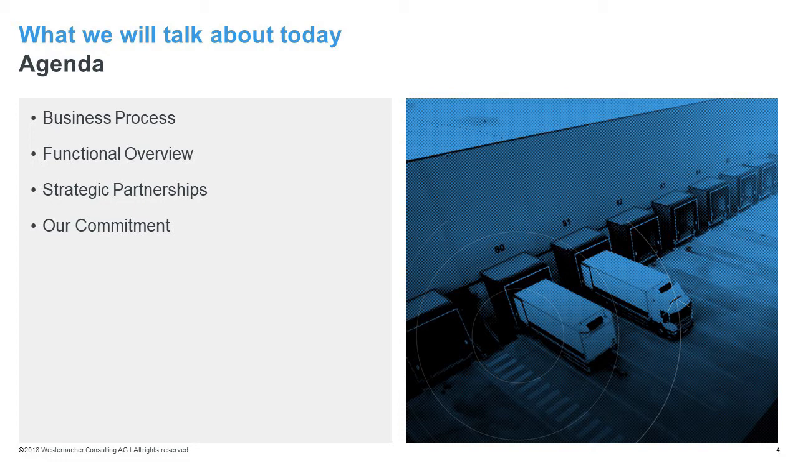What will we do today? First of all, we're going to have a look at the business process. So we will do a rough walkthrough of a yard process. After that, we will have some insight into the functional overview of SAP Yard Logistics. We will then highlight some of the strategic partnerships that we have closed that will help you to go to a completely automated yard. And we will also talk about our commitment in the last part, where we show our experience and our well-trained and well-educated team.